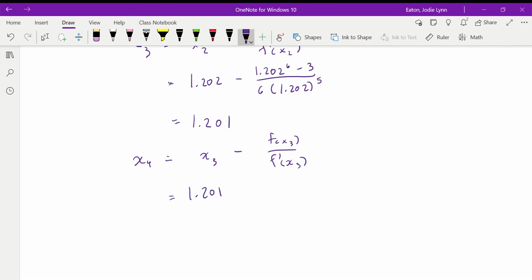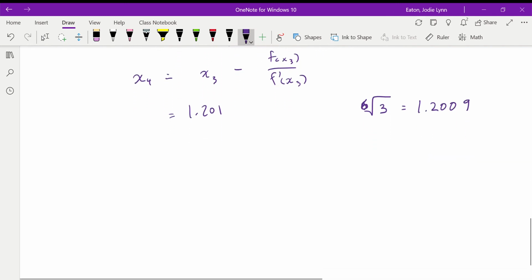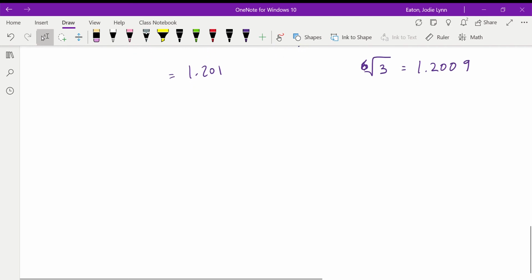So we would probably have to keep going a ways. We're probably at this point pretty accurate to the third decimal place once you get the same number twice in a row. And in fact, the 6th root of 3 is equal to 1.2009. So that is accurate to 1.201. Okay, so that's one example. We can find a root by constructing an equation and then using that equation and its derivative to apply Newton's method. What else can we do with it?